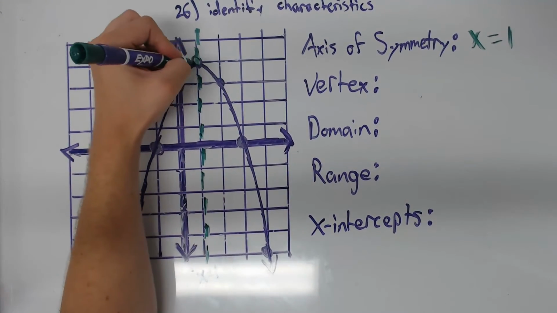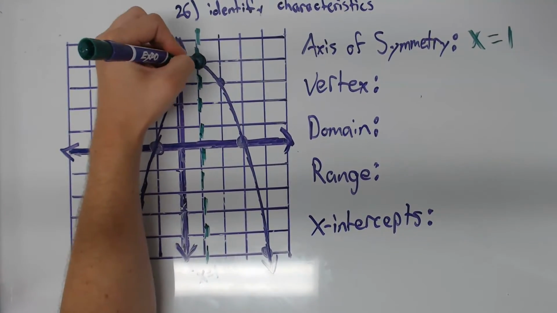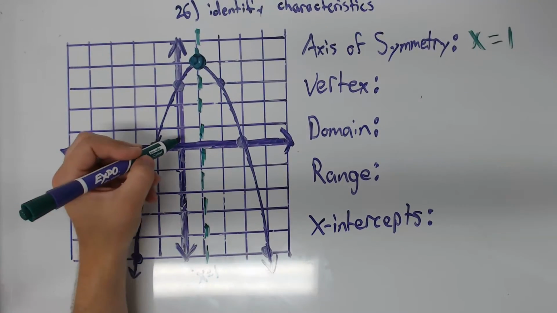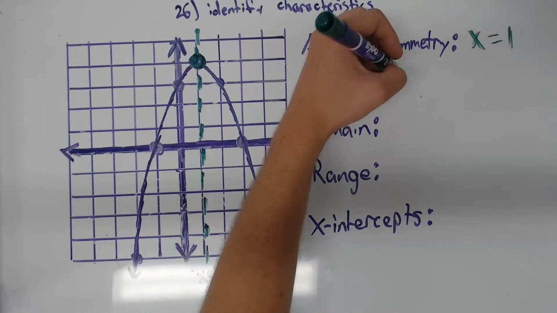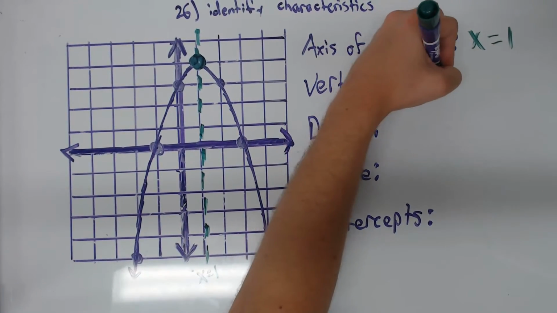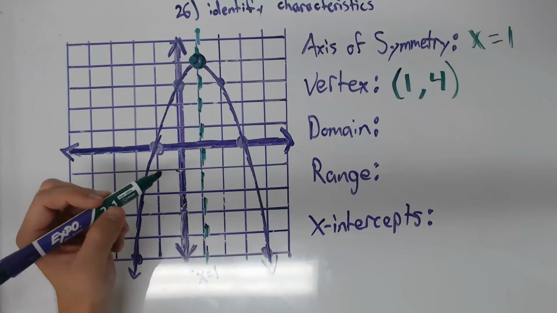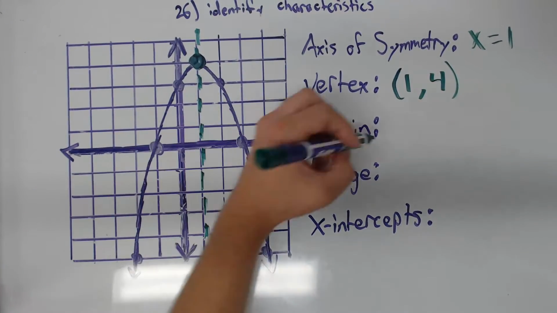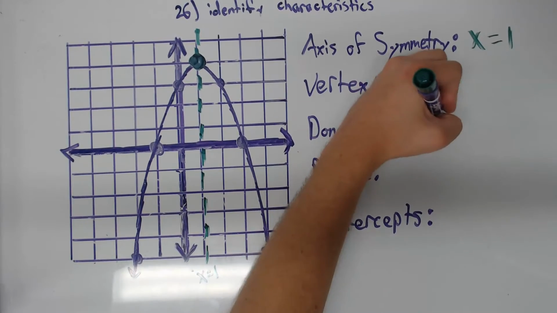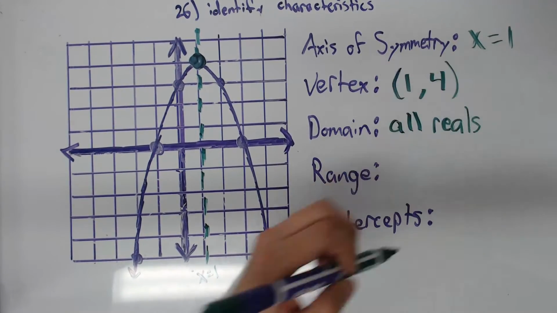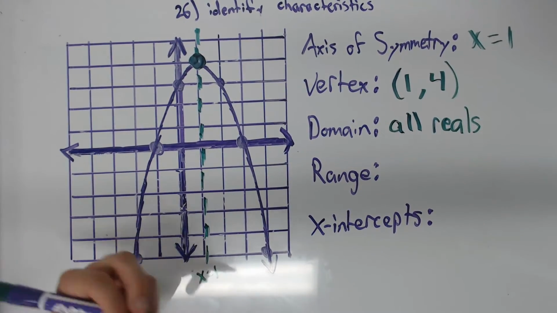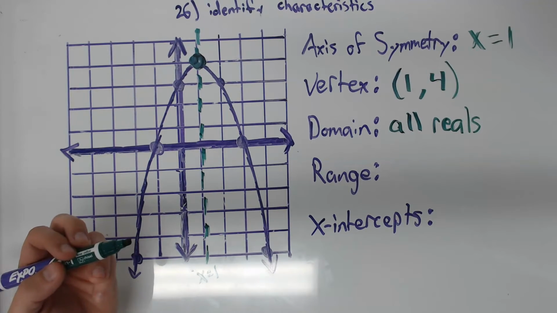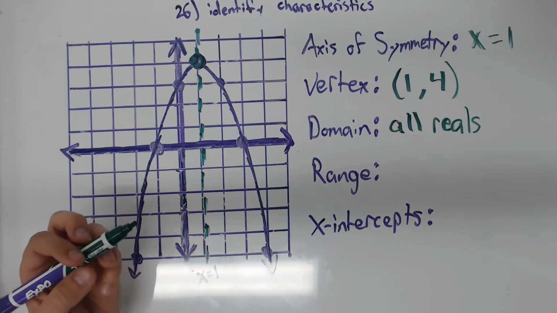Vertex is going to be that point where it curves back around. So that's at 1, 4. Vertex should always be written as a point in ordered pair. Domain is going to be all reals, just like it always is for a quadratic. I can plug in any x value, so I have no restrictions, so domain is all real numbers.